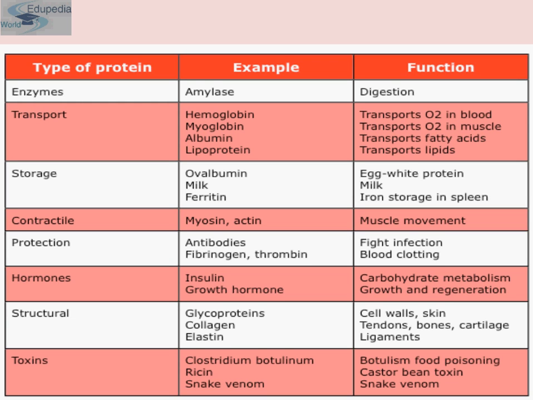Myoglobin helps in the transportation of oxygen in muscles. Albumin helps in the transportation of fatty acids. And lipoprotein helps in the transportation of lipids.